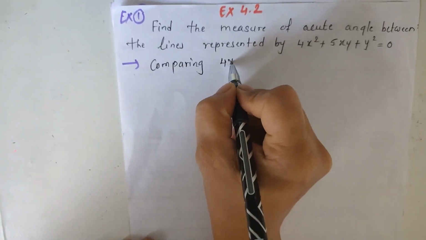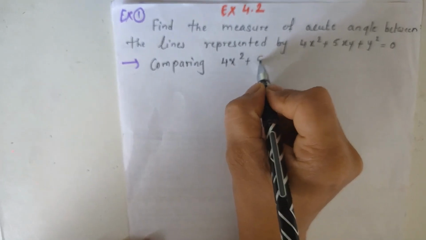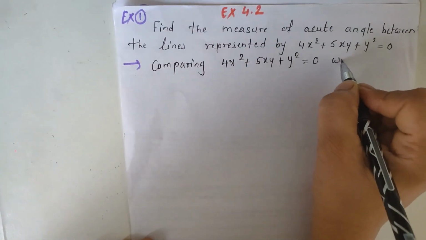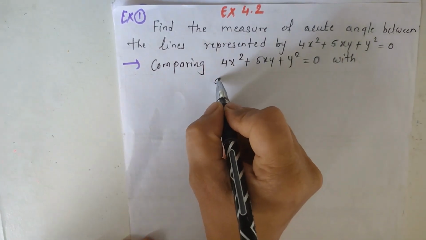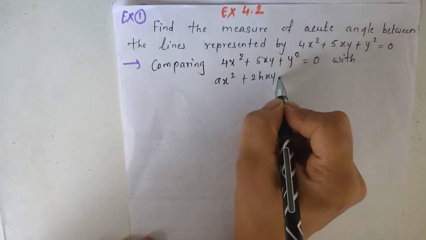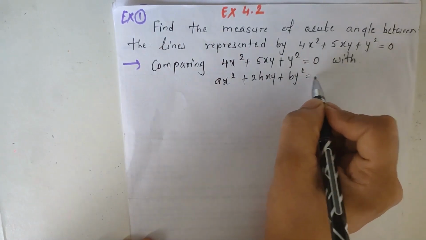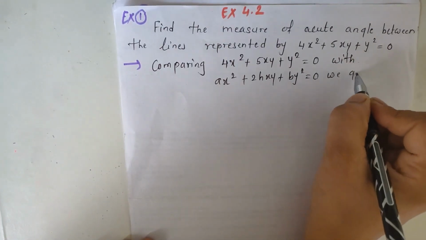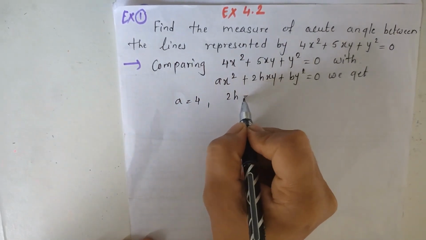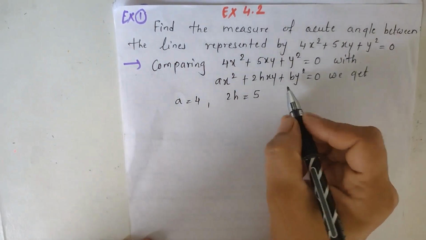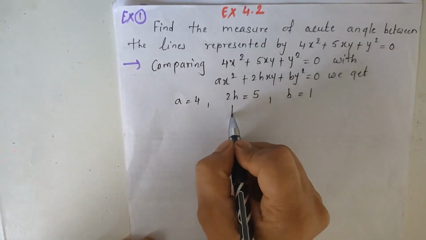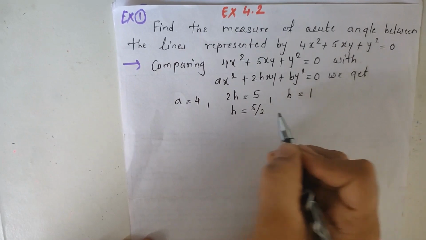Comparing the given equation 4x square plus 5xy plus y square is equal to 0 with the homogeneous equation of degree 2, that is ax square plus 2hxy plus by square is equal to 0, we get the values a is equal to 4, 2h is equal to 5 and b is equal to 1. Here h is equal to 5 by 2.